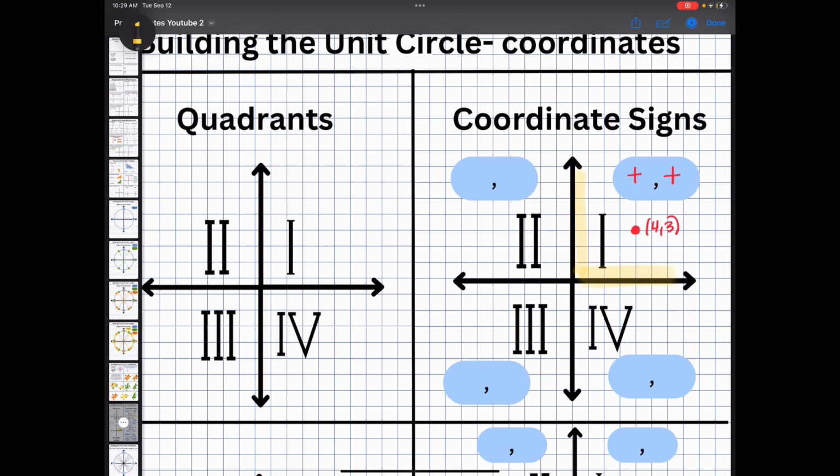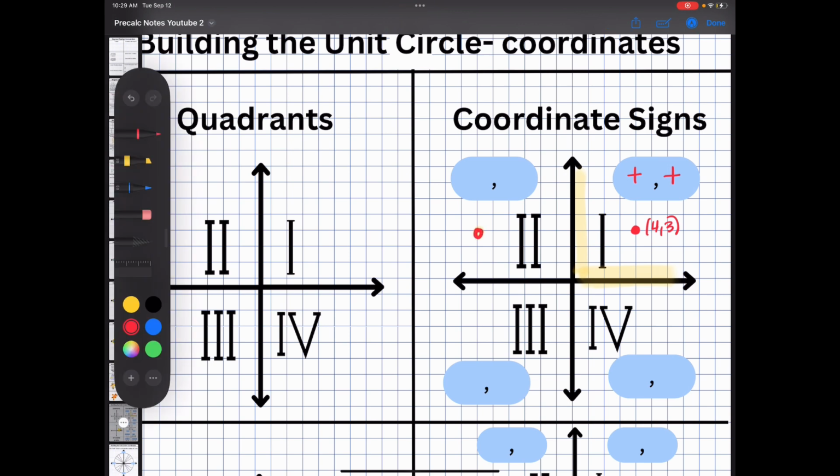Now let's take a coordinate in the second quadrant. Let's say, for example, I have a point here. This would be -6 and 3. So as you can see, your x now becomes negative in the second quadrant and y remains positive.